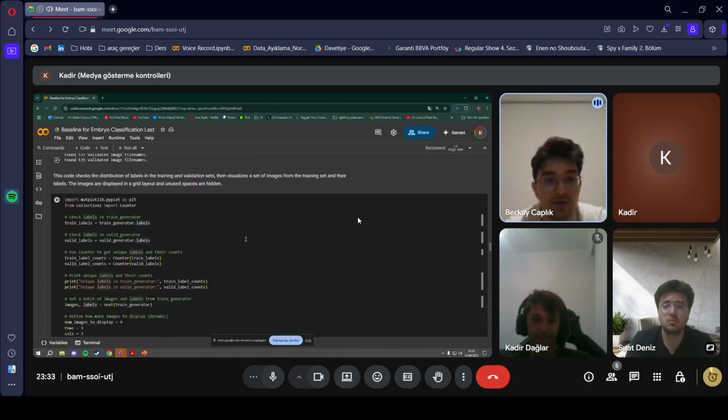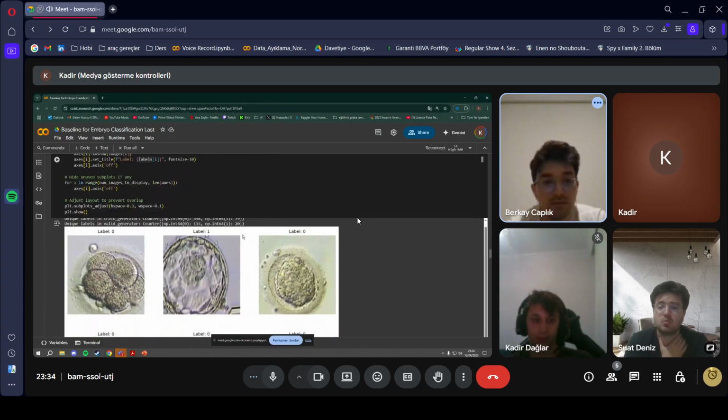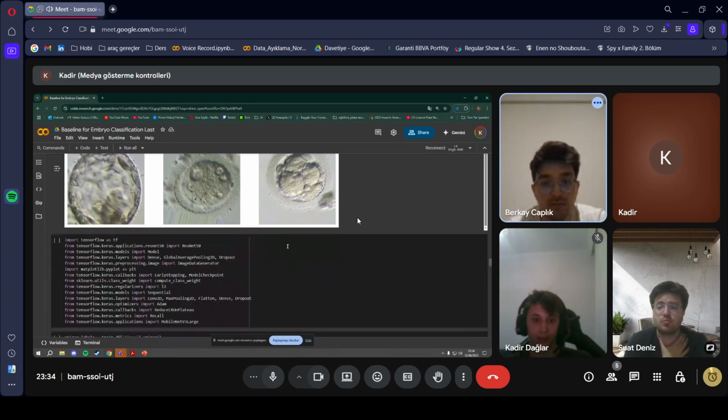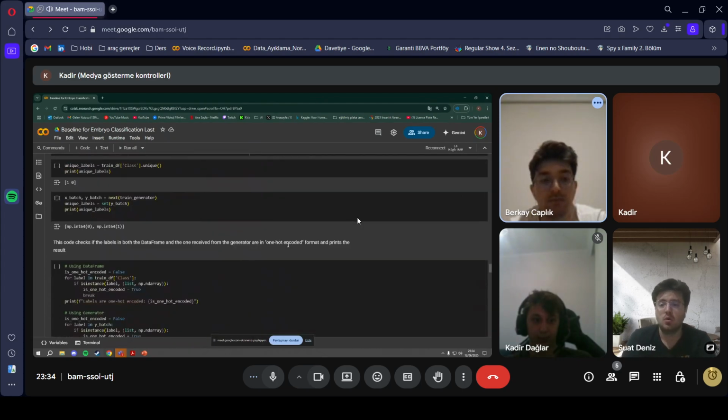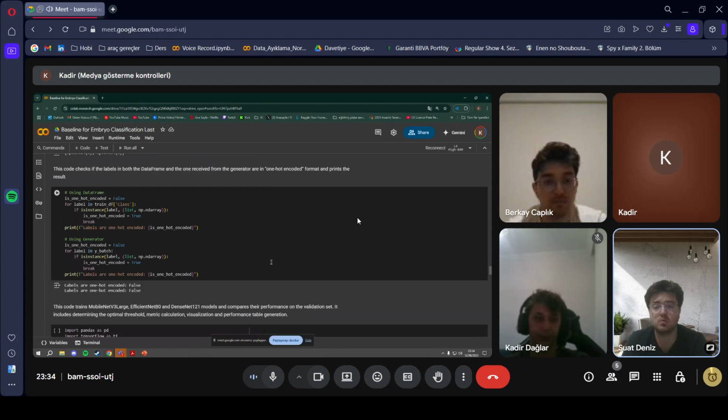This code checks the distribution of the labels in the training and validation sets. They visualize a set of images from the training set and their labels. The images are displayed in the grid layout and unused spaces are hidden. And after that, this code checks if the labels in both the data frame and the one received from the generator are in one-hot encoded format and prints the results.